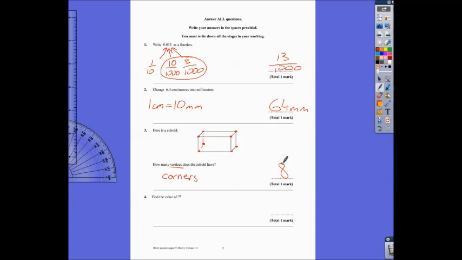Question 4. Find the value of 7 to the power of 4. That just means 7 times 7 times 7 times 7. If we put that into our calculator, you get 2,401.